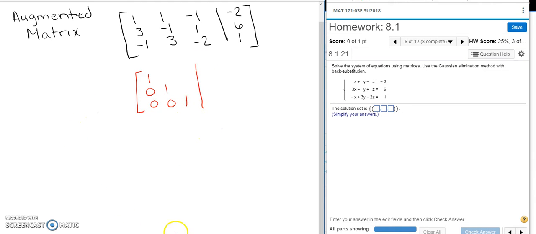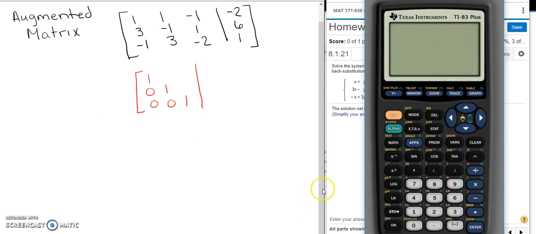Okay, but we can get our calculator to do that. And our calculator can actually do it better. Our calculator is going to put zeros here as well. And so then all we're going to have are numbers here. So our calculator is going to do all the row operations for us so that we're left with this matrix.